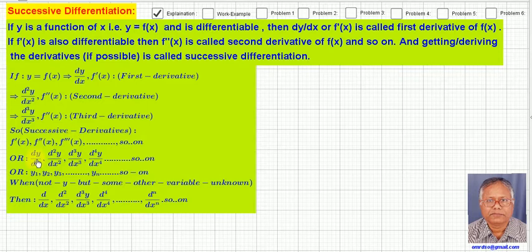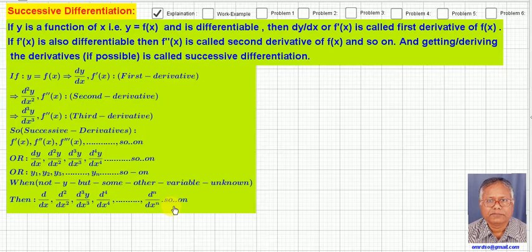Or in terms of dy/dx, dy/dx is the first derivative, d2y/dx2 is the second derivative, d3y/dx3 is the third derivative, d4y/dx4 is the fourth derivative, and so on. It can also be mentioned as y1, y2, y3 up to yn and so on. Suppose y is not the variable, some other variable is there, so I generalize dy/dx, d2y/dx2, d3y/dx3 and like that. This way, if a function can be differentiated again and again, the process is known as successive differentiation, and the derivatives are known as successive derivatives.